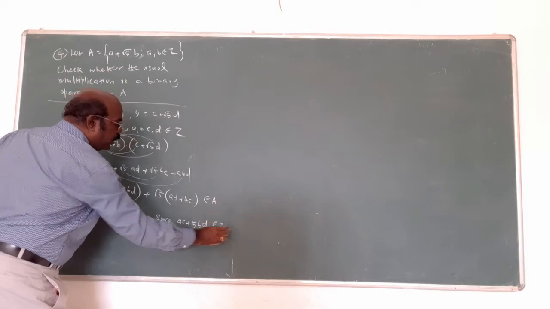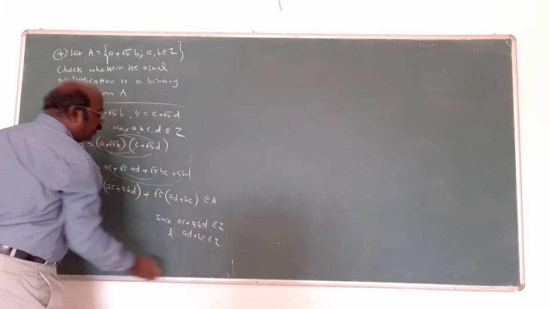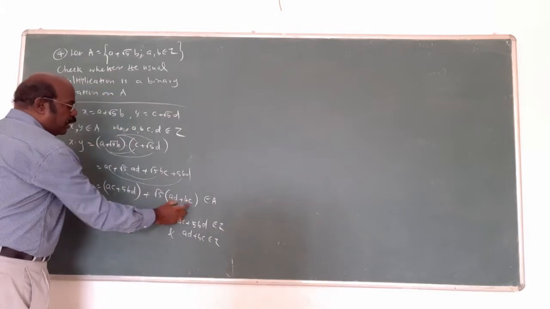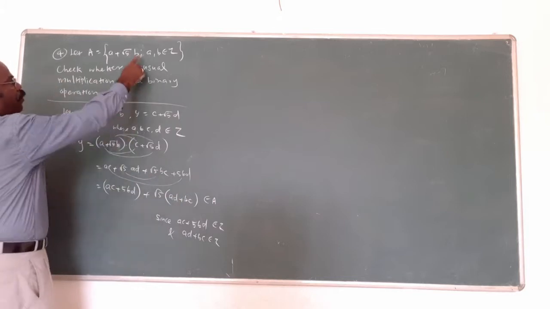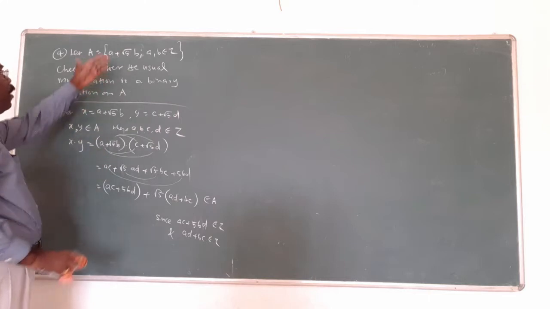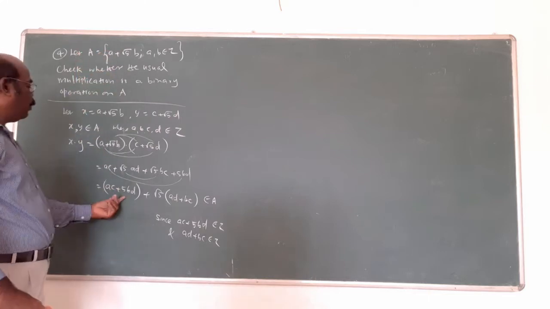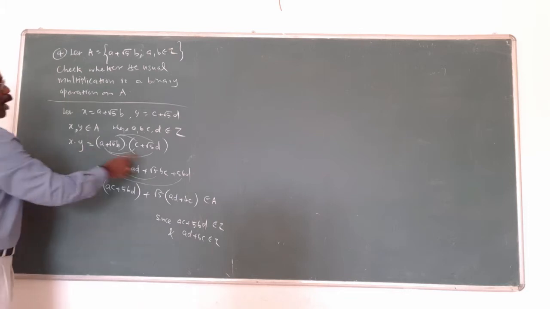belongs to Z, and also AD plus BC also belongs to Z. This belongs to Z, this belongs to Z. Root 5 does not belong to Z. Root 5 into something, this is the form. A and B are in Z, with root 5 only. The same form is coming. That's why this plus this also belongs to Z. So XY belongs to A.